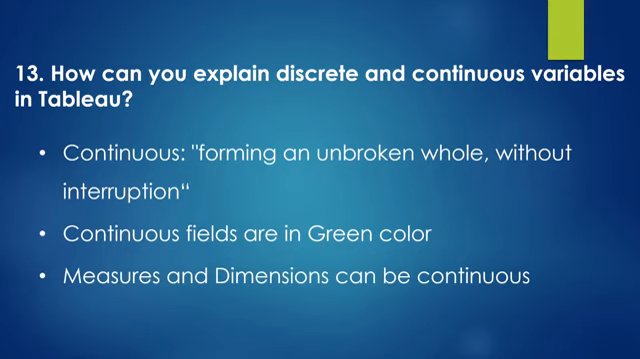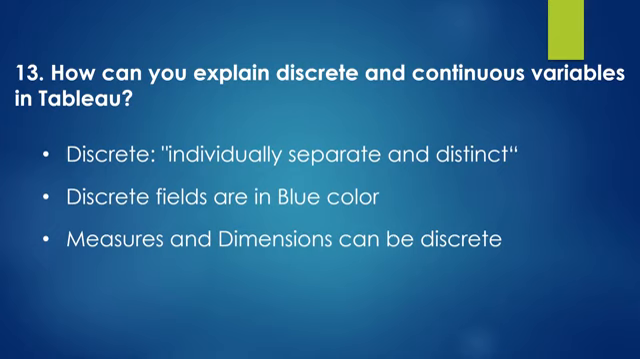The 13th question is, how can you explain discrete and continuous variables in Tableau? Continuous means forming an unbroken whole without interruption, and continuous fields are in green color. So if you see fields in green color, it means they are continuous, and both the measures and the dimensions can be continuous. Whereas discrete fields are individually separated and distinct, and they are presented in blue color, and both measures and dimensions can be discrete.